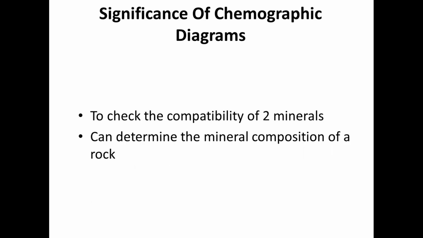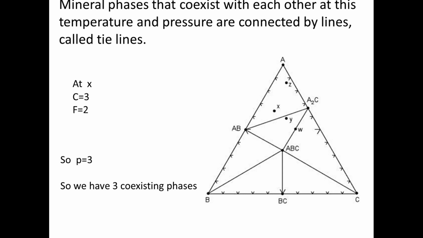Now, the next question is, why should we study these chemographic diagrams? First, as the name suggests, we can check if two minerals are compatible with each other or not. In other words, we can conclude if two given minerals can be found together at a particular temperature and pressure condition or not. And the next application is we can determine the mineral composition of a rock from the diagram. Okay, let us see how.